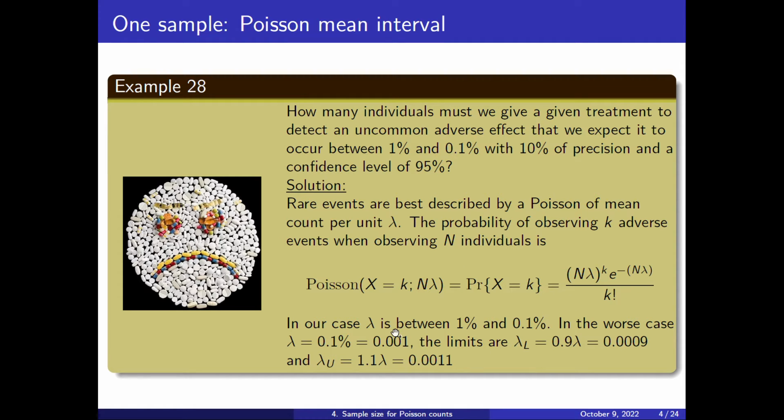So in our case, lambda is between 1% and 0.1%. We have to calculate n for the worst case, which is the lowest probability, the more rare event. So this is lambda 0.001, and because we want to have this 10% of precision, the lower bound and the upper bound have to be 0.9 times lambda and 1.1 times lambda. That gives us these values.